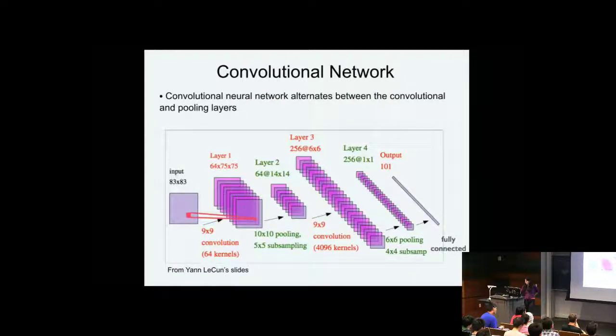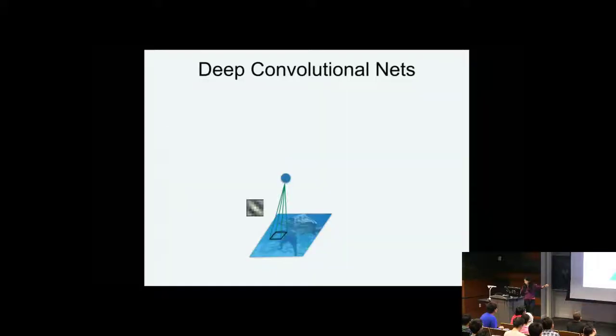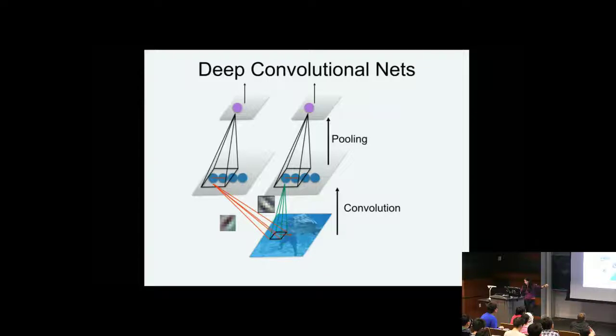So a convolutional neural net looks like this. It alternates between convolutions and pooling. Convolution, pooling. Here is the pooling, here is another convolution, another pooling, another convolution, another pooling, right? We have a pooling in every feature map, right?